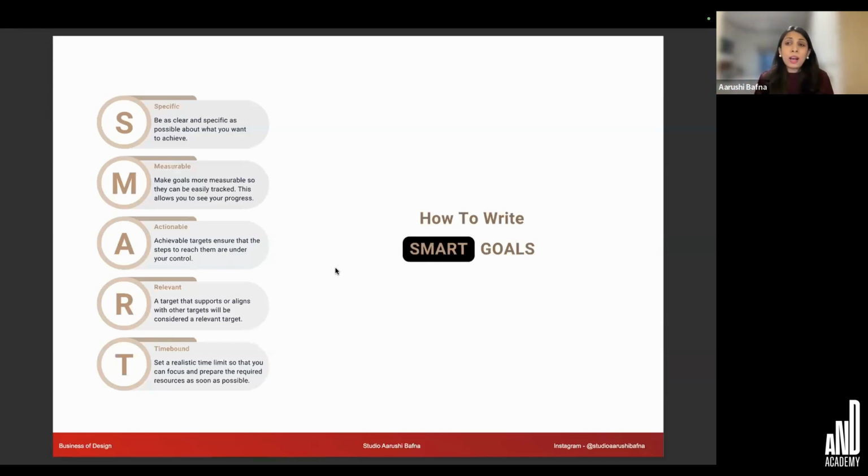Similarly, if you have to start your own design studio, this one is very, very important because you have to have measurable, SMART goals for yourself to even start a design studio or to get clients. And that's exactly what all senior designers do. And that's exactly what I have also done a couple of times now.